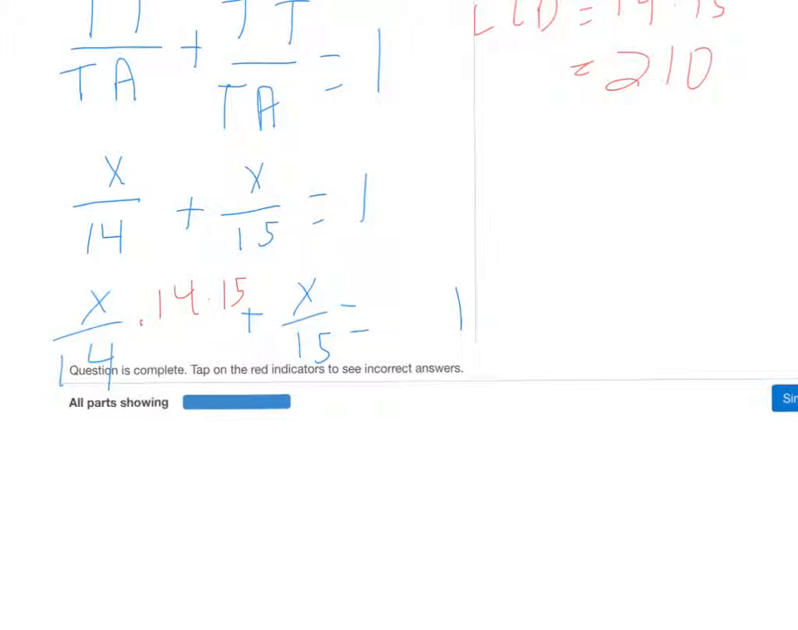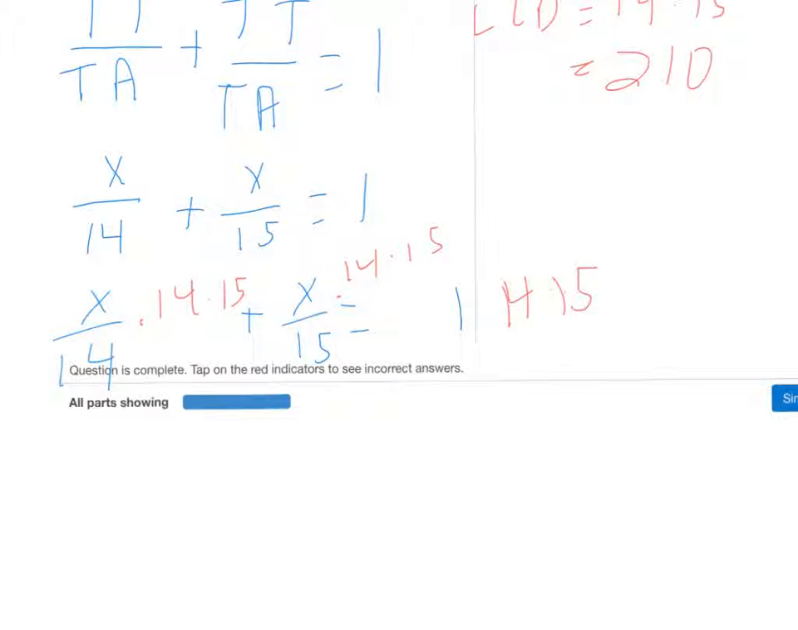I didn't leave myself much space. This is 14 times 15, and this one is 14 times 15. So I'm multiplying each term. You've got 3 terms here, multiplying each of them by 210.